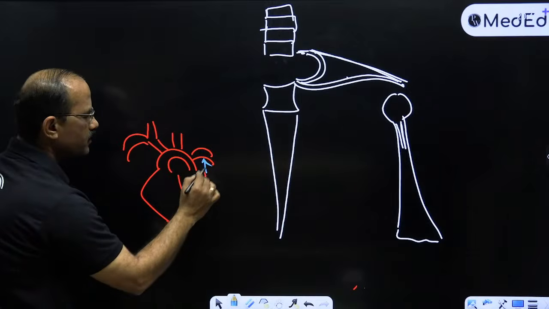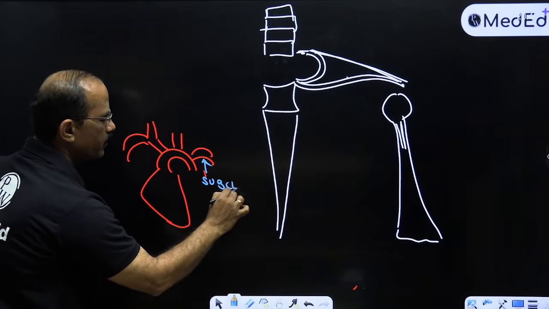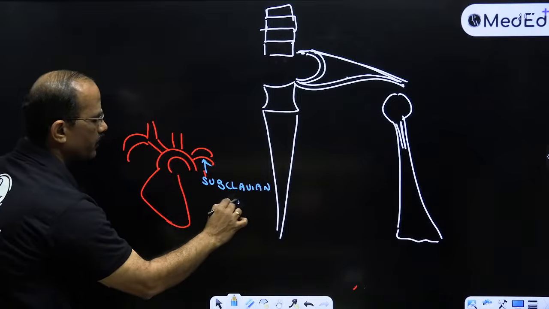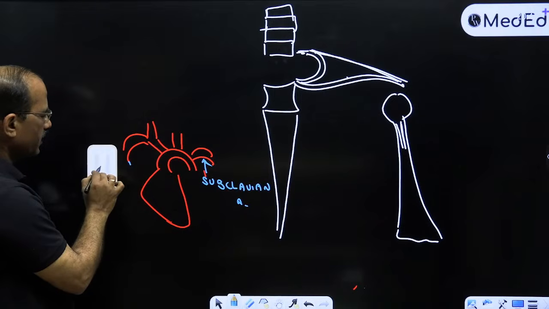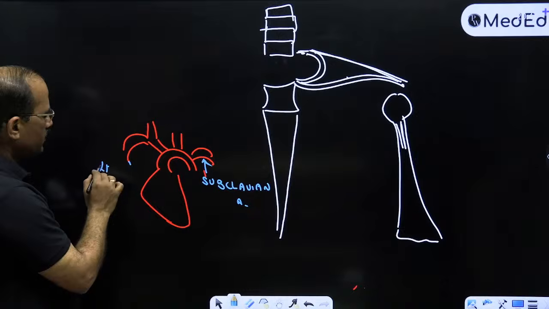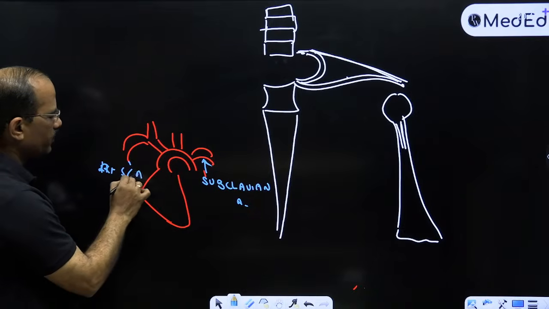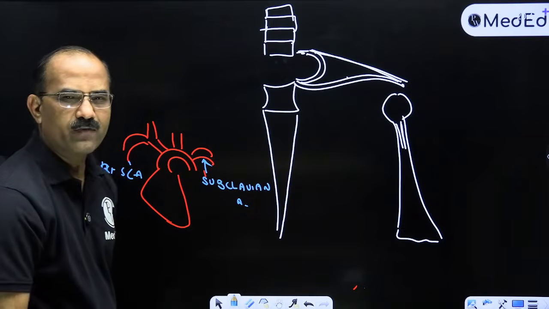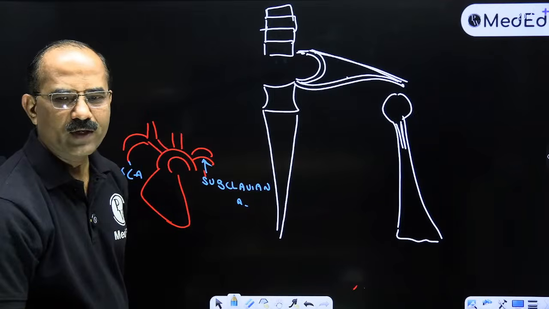This is the subclavian artery. This is the left. This is the right subclavian artery. This is the left subclavian. This is the right subclavian artery. Fine. Okay, very good, very good.